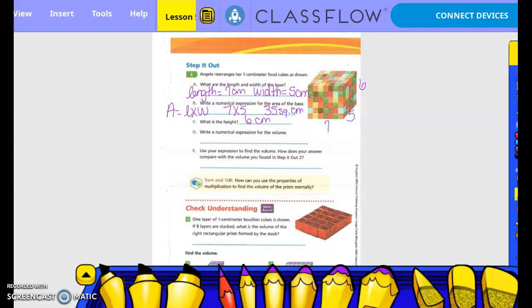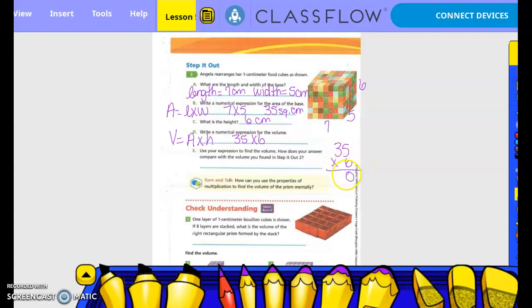Write a numerical expression for the volume. So we said you can also write volume equals area times height, right? So we would write what? 35 times 6 for our expression. Use your expression to find the volume. How does your answer compare to the volume you found for step it out 2? So over here I could write 35 times 6, right?